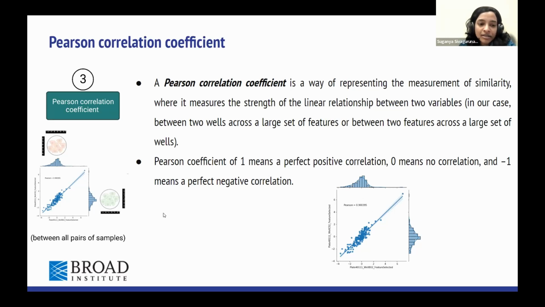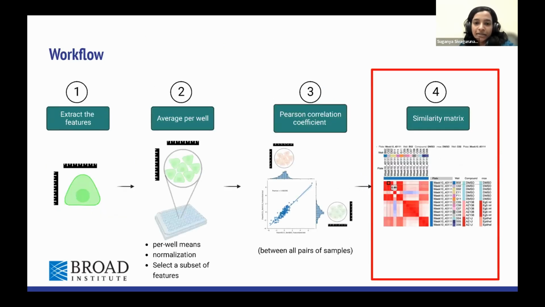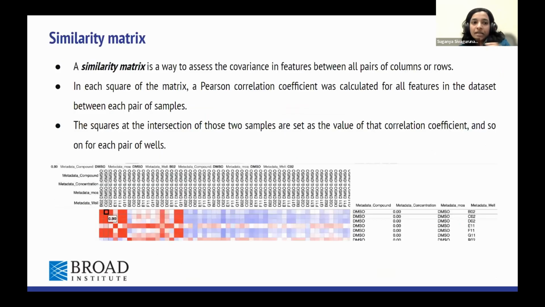So now we have the information for two different wells, but how do you study it for the whole 96-well plate or a multi-well plate that you would have imaged? That is where the similarity matrix comes in. A similarity matrix is a way to assess the covariance in features between all pairs of columns or rows. What we saw in the previous slide was just comparing the coefficient between two different wells, but we want to do it across all the data that we have.